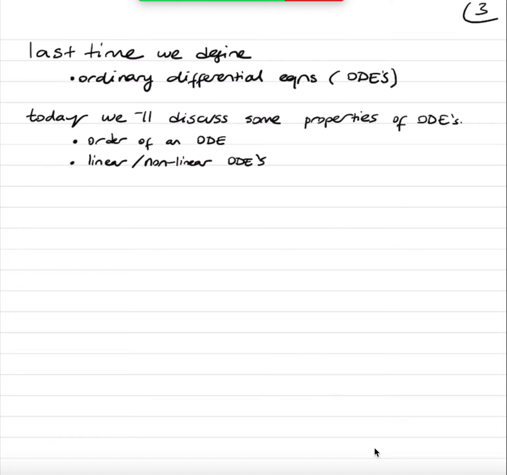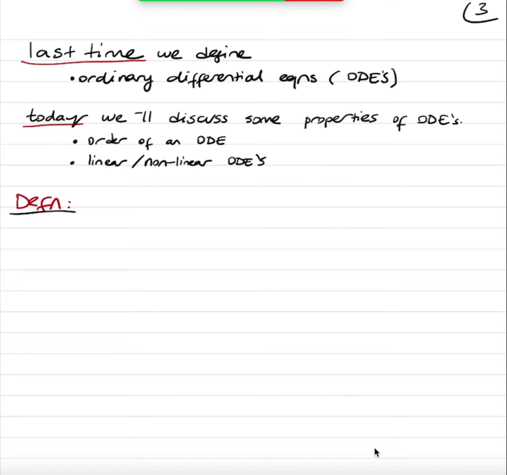Last time we defined ordinary differential equations. Today we will discuss some properties of ordinary differential equations. What is the order? What do we mean by linear, non-linear, or ordinary differential equations? So today we will discuss such things. So let's start with the definition.